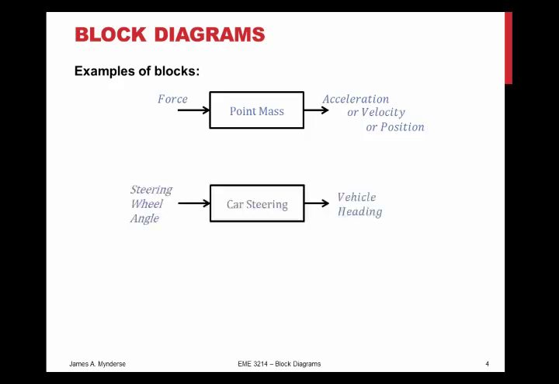Another example is your car steering system. If you turn the steering wheel by a set angle, then you expect the heading of your vehicle to change. Now, how does it change? Is it a one-to-one relationship? Probably not. Is it going to be an integral relationship? Is it going to be a differential relationship? It could be more complicated than either of those, but still, you know that the input to the system is you turning the wheel, and you know the output of the system is that the car changes direction.